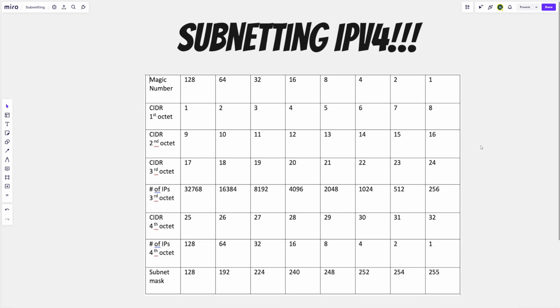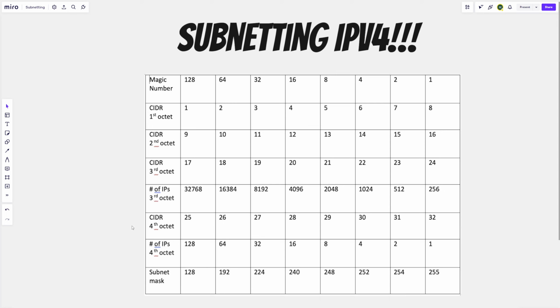Now, if you don't know what an IP address is, or what subnetting is, eventually I'll be making a little video on exactly what that is and what basic network terminology stands for. But for this video specifically, I will be focusing on how to subnet IPv4 addresses with the magic number method. I feel that this chart here is literally the key to success when it comes to subnetting.